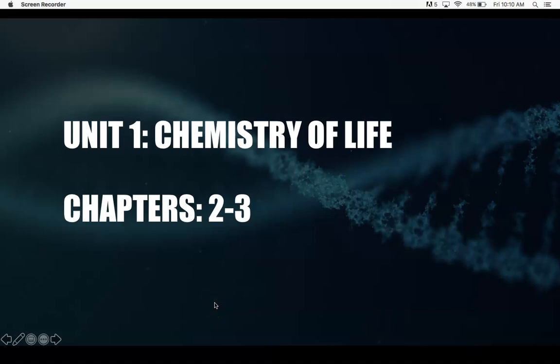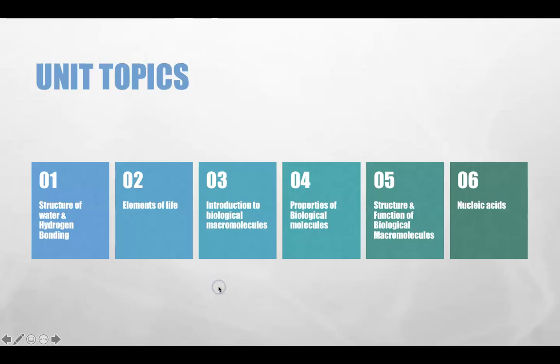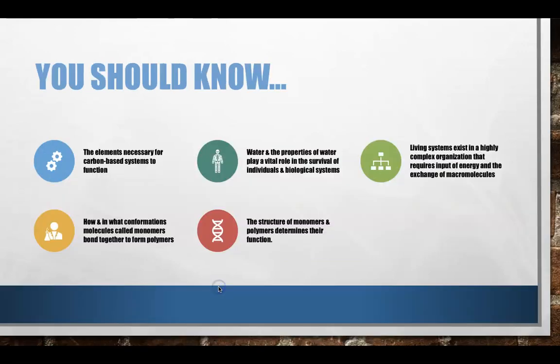All right, guys, this is Unit 1, Chemistry of Life, Chapters 2 and 3, review for summer assignment in preparation for the test. So, the topics, first I'm going to cover the structure of water and hydrogen bonding, the elements of life, biological molecules, those major organic compounds, carbs, lipids, proteins, and nucleic acids, both their structures and functions, as well as talk about the functional groups, and then focus a little bit more on the specifics of nucleic acids.